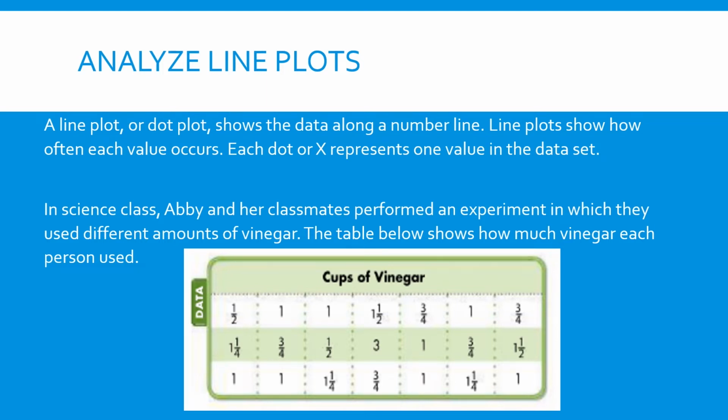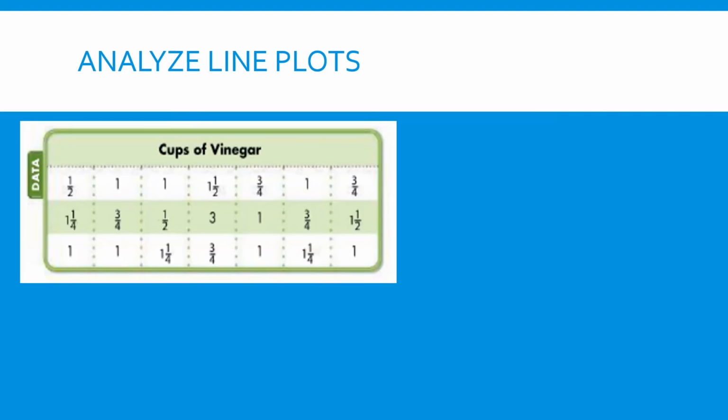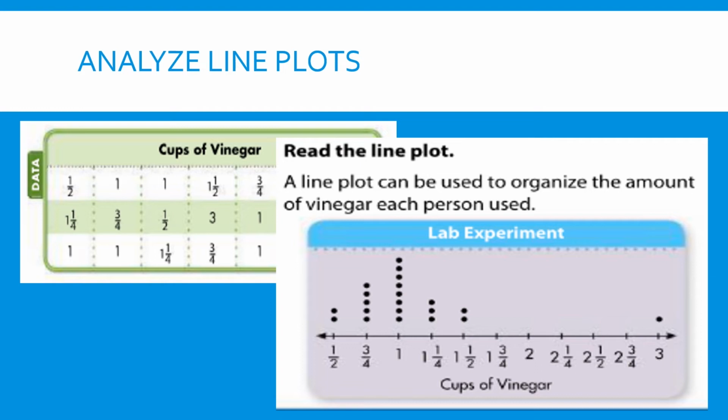A line plot takes a set of information or data and organizes it in a way that we can read in a more linear way, represented on a number line. The example that we're going to be going over in a little bit discusses a science class in which Abby and her classmates perform an experiment in which they use different amounts of vinegar. The table shown shows how much vinegar each person used. We can take a set of information or data and represent that same information on a line plot. Why do you think people would want to use this? What do you think are the benefits?